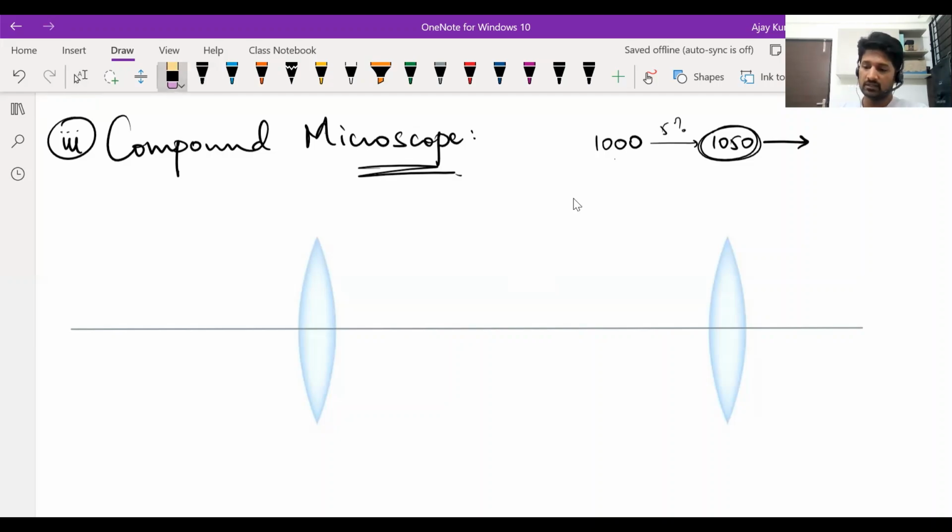Now, something similar happens in a compound microscope. The basic difference between simple and compound microscopes is that it uses two lenses instead of one. And why use two? Compounding effect. The first lens will magnify the image a little bit. The second lens will magnify it further. So the magnified image is further magnified. Did you understand?